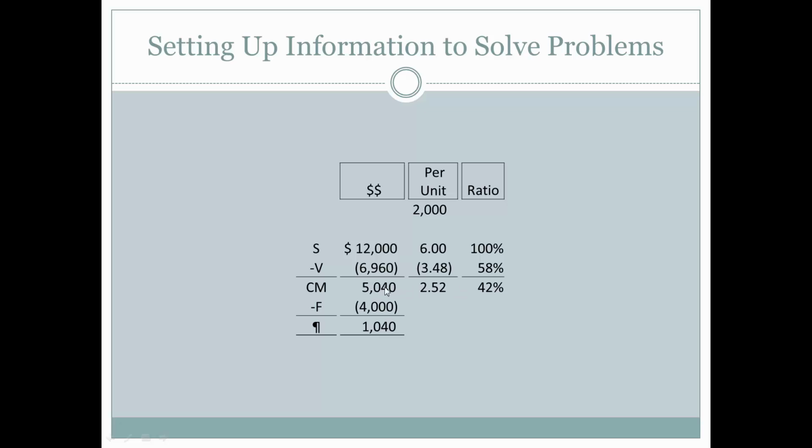So in this instance, you can either do it on a per unit basis or on a total dollar basis. You could take $2.52 and divide it by $6 in order to yield 42%, or you could take $5,040 divided by $12,000 in order to yield 42%. The same holds true for the variable costs.